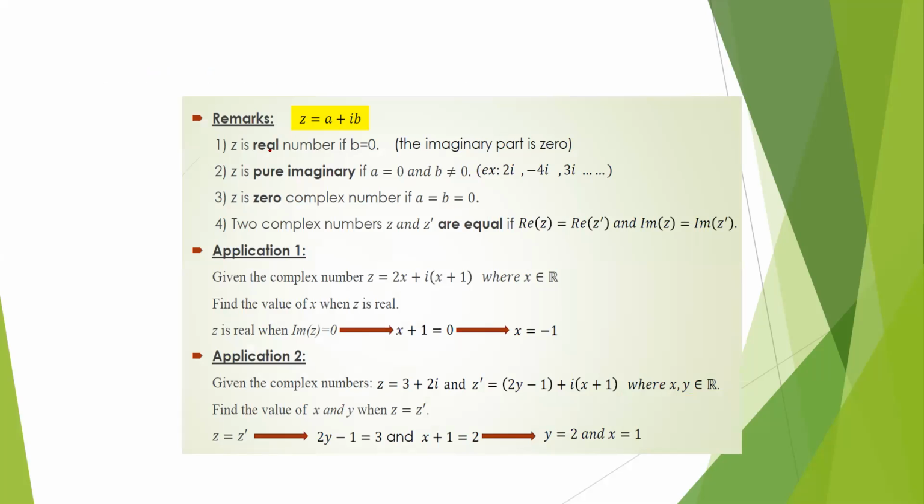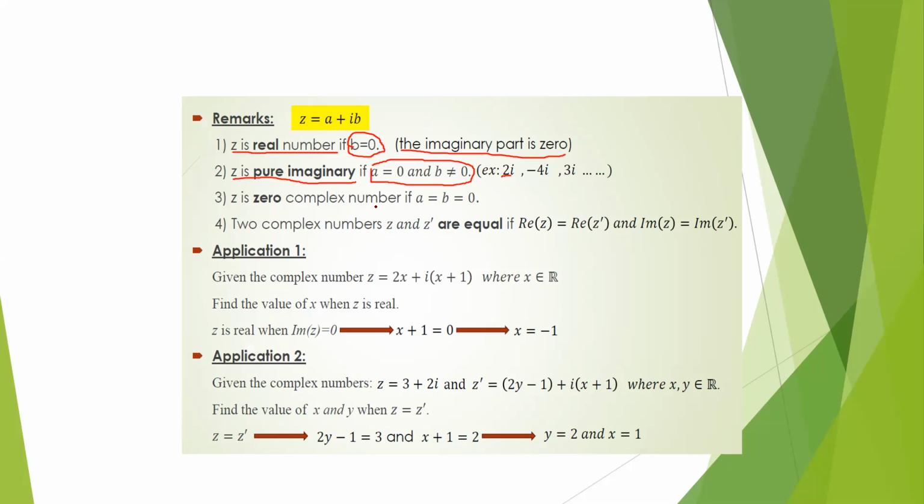Remarks. In which case do we say z is real? If b is 0, so there is no imaginary part. b equals 0, the imaginary part is 0. z is pure imaginary if a equals 0 and b is different from 0. So for a complex number to be pure imaginary, the real part equals 0, like 2i, minus 4i, 3i.